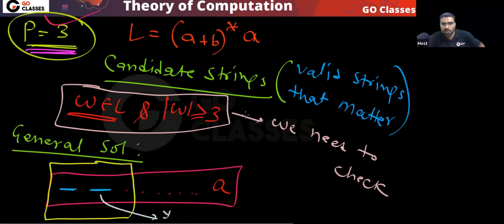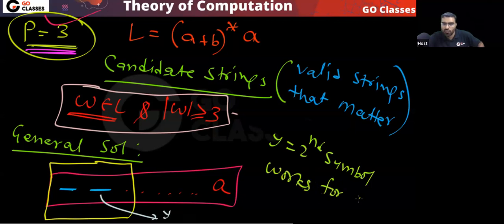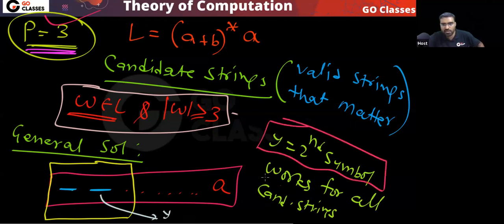Yes or no? This second symbol, y equal to second symbol, will definitely work. I can say y equal to second symbol works for all w, for all candidate strings w. Yes or no? Y equal to second symbol will always work for every candidate string.